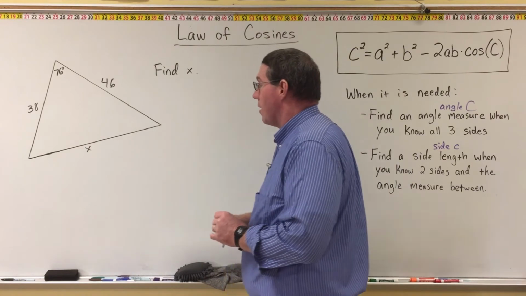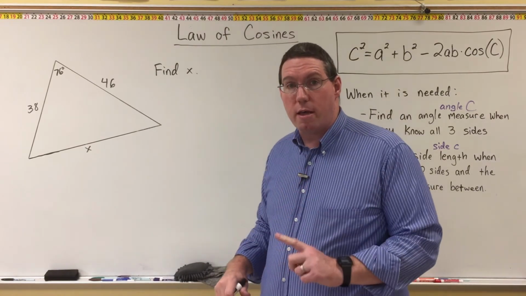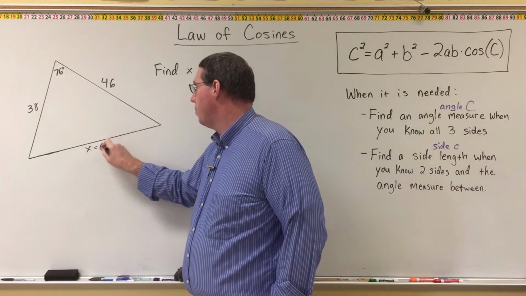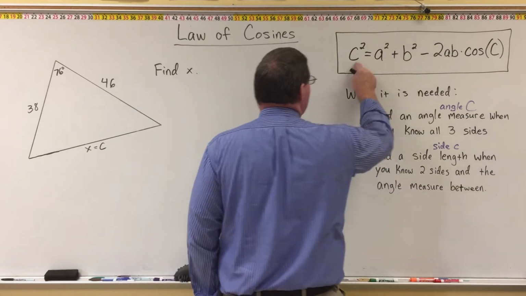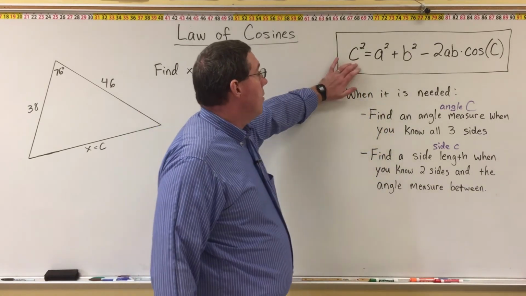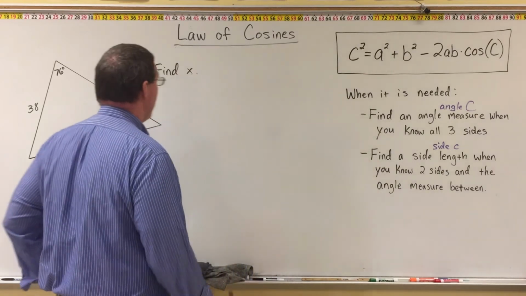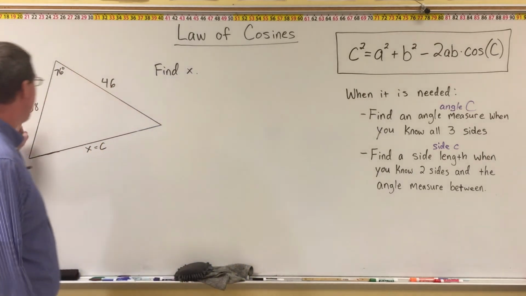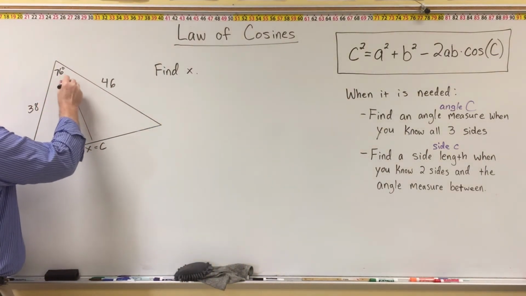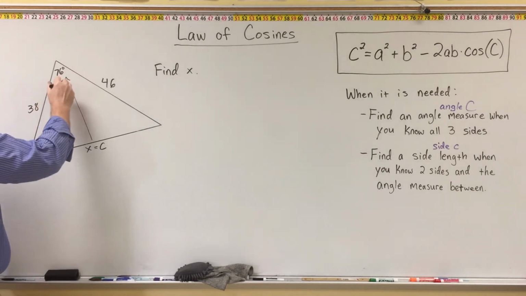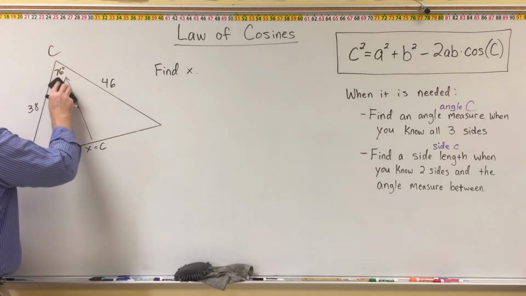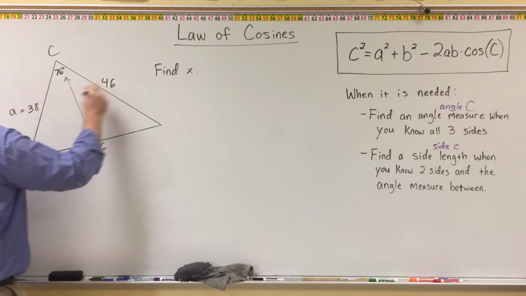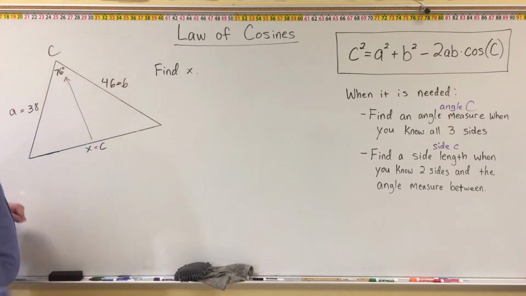Now, remember that whatever we're trying to solve for is c. So we're trying to solve for a side, therefore this is side c. We're going to put an x wherever we see side c. It's going to be easy because it looks like the x is almost isolated. We have to give names to these other two sides. The angle across from what we're looking for has to be angle C, so let's put a capital C up there. Then we have to name 38 and 46. Let's call this one A and this one B. So, find x.